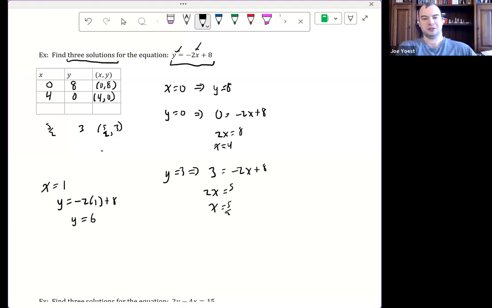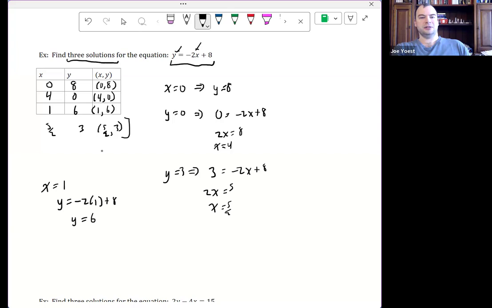8 minus 2 is 6. So 1 comma 6 is a third solution. Again, this fractional solution here is a perfectly valid solution. You could put that in, hit enter on WebAssign. That would give you a check mark.